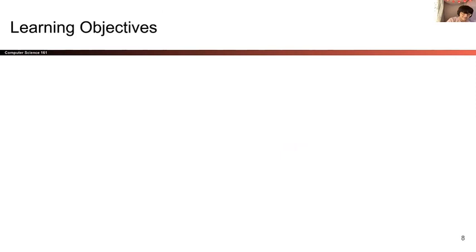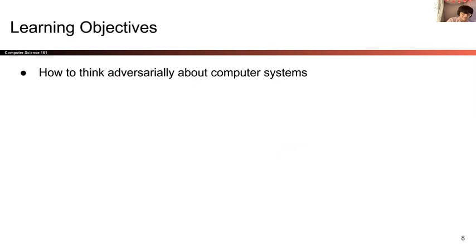Okay, so I will quickly go over course logistics. Our goals for this class are to get you to learn about how to think adversarially about computer systems. As we'll talk a bit about later, security is about protecting our systems against attackers. So we want to learn how to think like an attacker so we can defend against their attacks. We also want to think about how to assess threats for their significance.